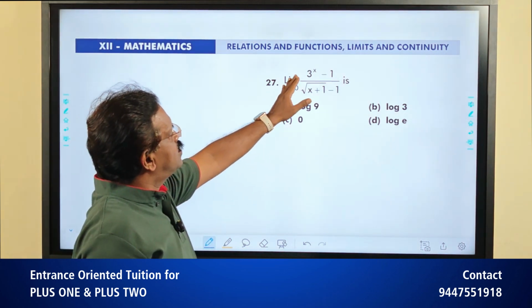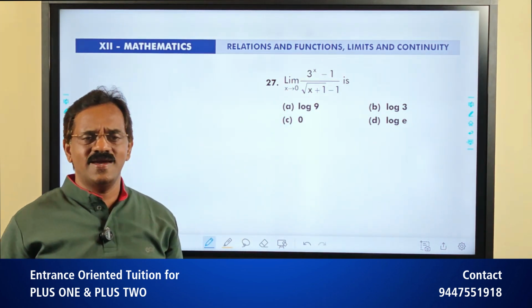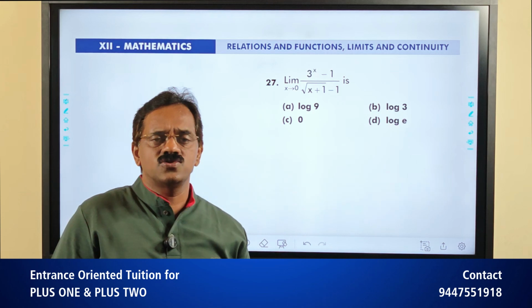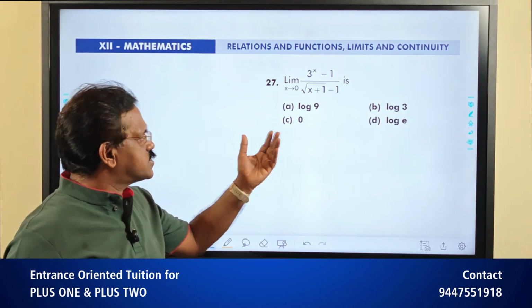Question number 36, which is A. 27, again 0 by 0 form. No need of my help for you to do this one. Already we did 2-3 questions based on L'Hopital's rule. Just apply L'Hopital's rule.